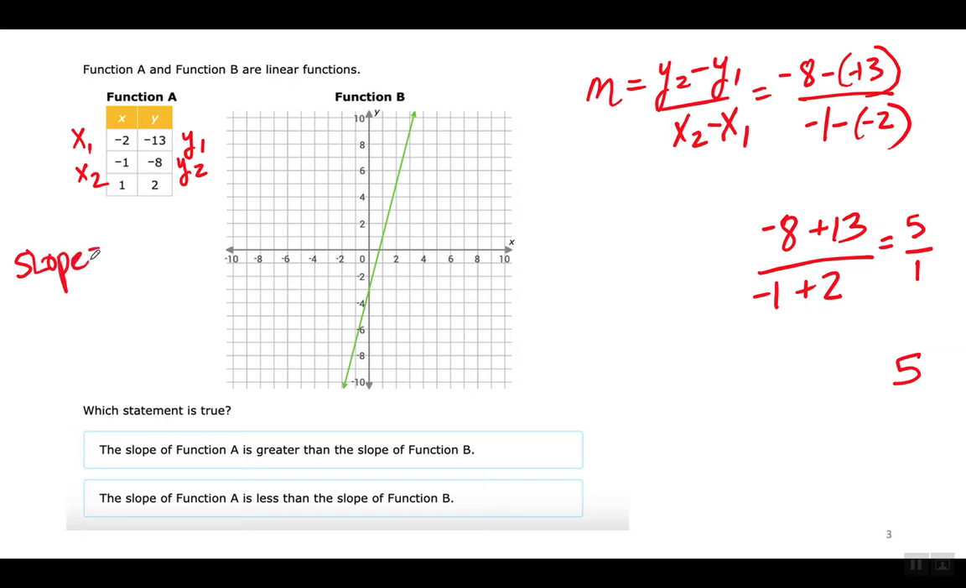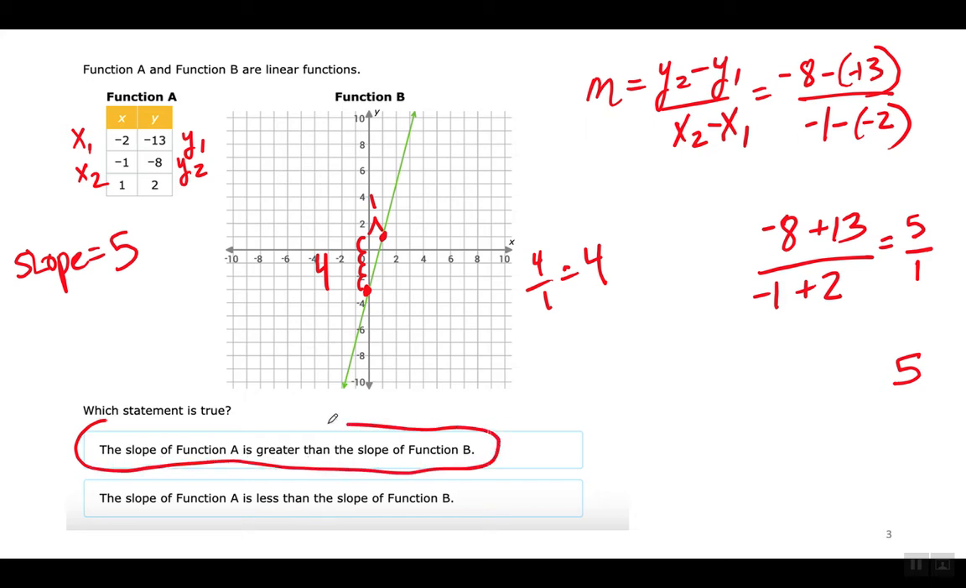is 5. And the slope of function B, if I use this point and this point, it's going to be 1, 2, 3, 4. The rise is 4, and the run is 1. Okay, 4 over 1 equals 4. All right, so the slope of function A is 5. The slope of function B is 4. So the slope of function A is greater than the slope of function B.